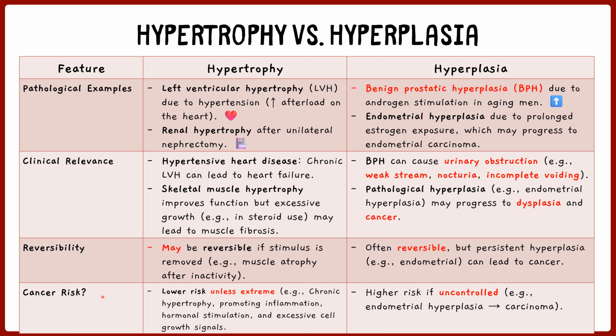And then we have cancer risk. So it's important to note that chronic hypertrophy, especially in obesity, can result in hormonal imbalances. They result in an increase in cancer risk because it can promote inflammation, hormonal stimulation, and excessive cell growth signals. But generally, it's very low risk and way less extreme, especially when we compare it later on to hyperplasia. But it is still possible.